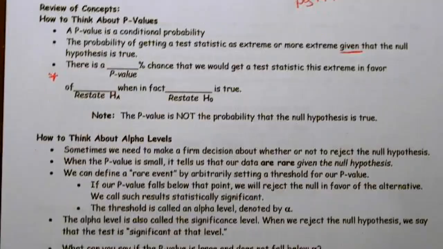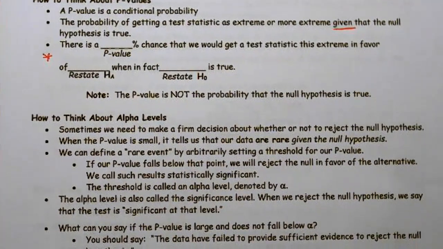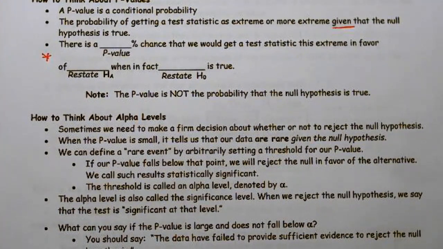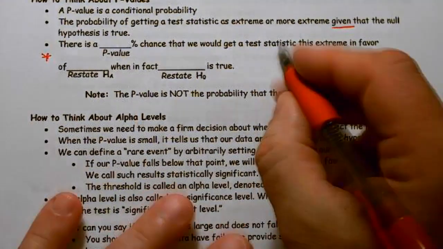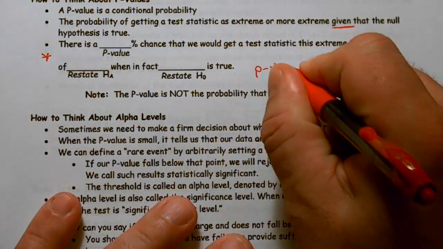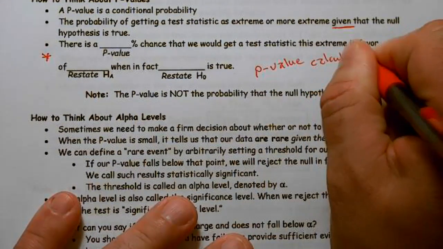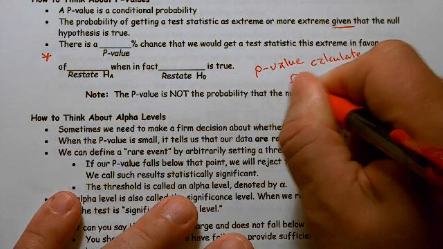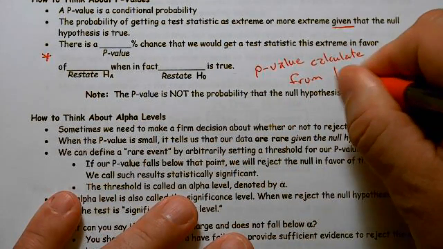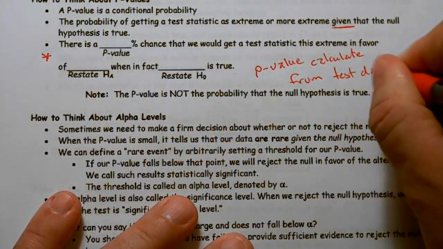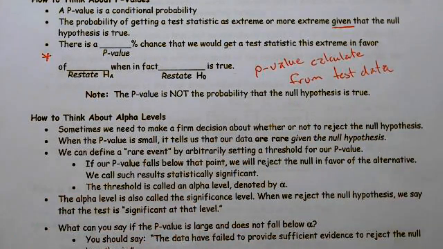So how to think about alpha levels. An alpha level, first off, is the area in the tail. And basically, we predetermine it. So with the p-value, it's kind of important to note this: with a p-value, we actually calculate that from our test data. Our alpha level is the area of the tail, and we actually choose that.